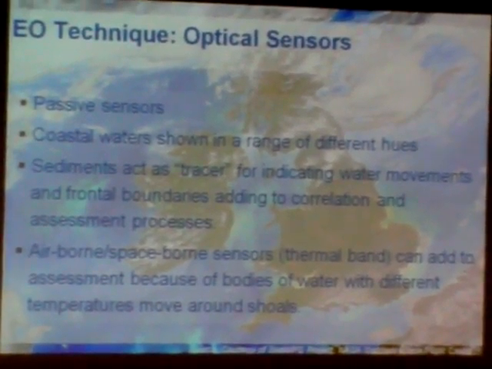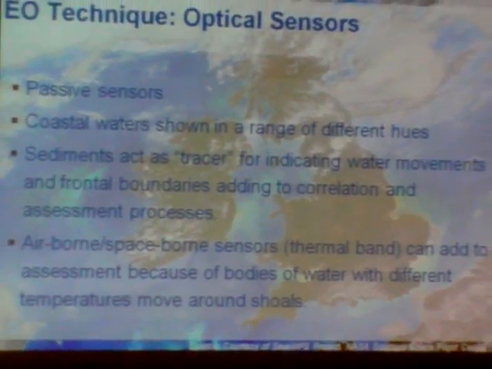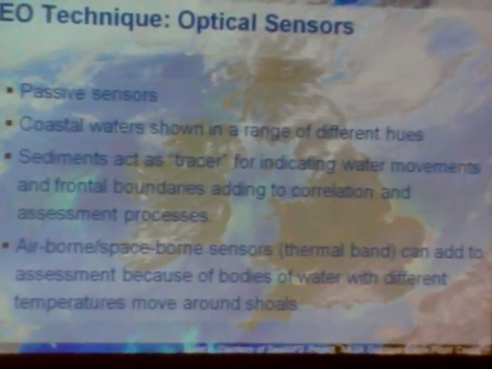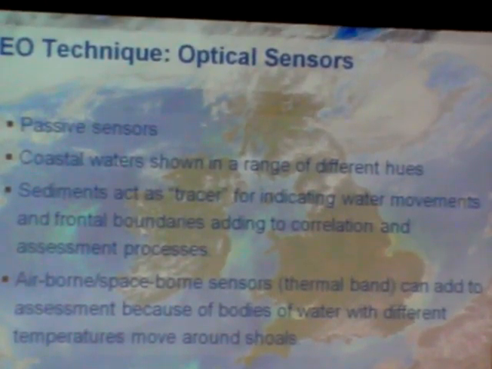They're also used in conjunction with airborne and spaceborne sensors in the thermal band, which can add to the assessment because of the bodies of water with different temperatures moving around the shoals.